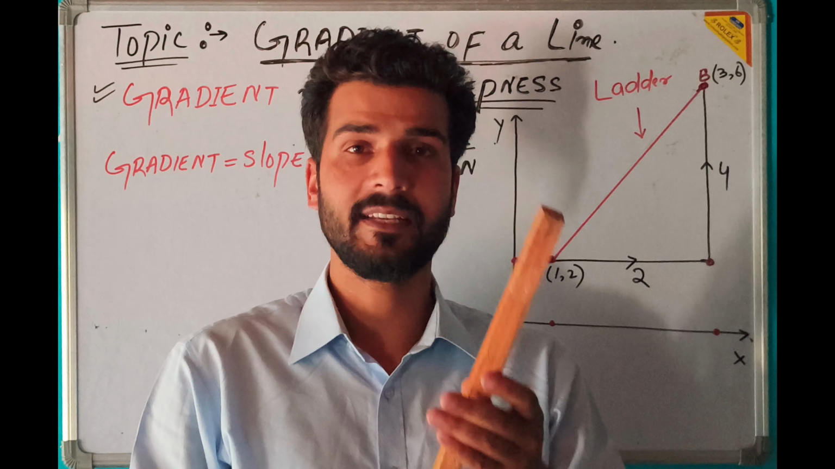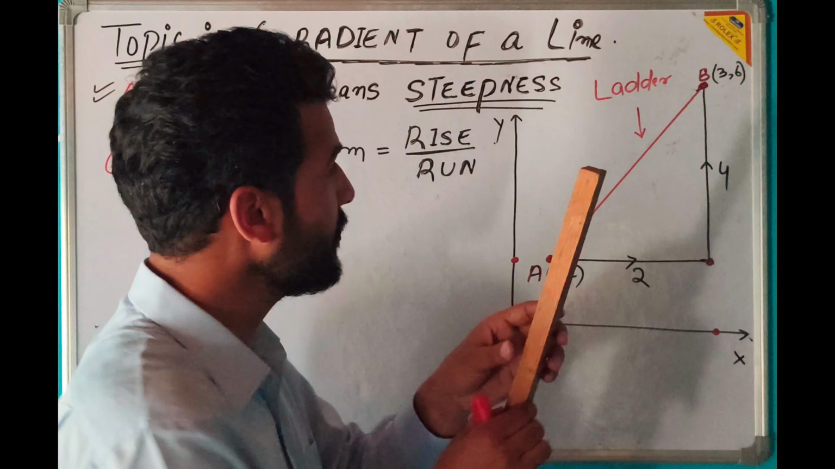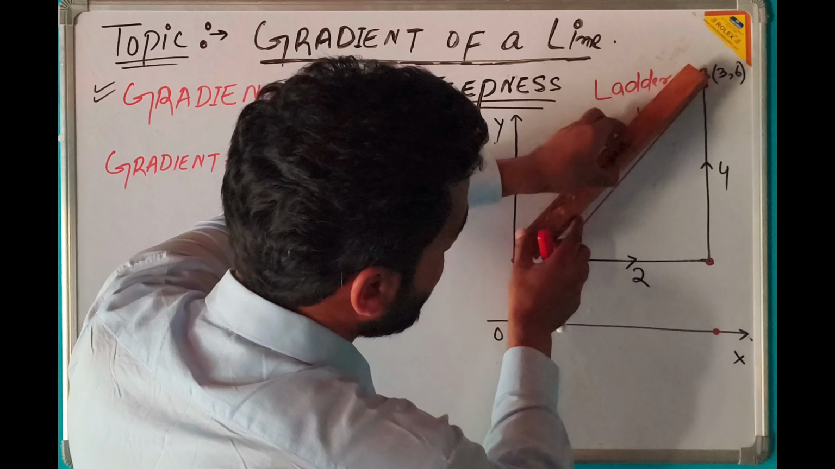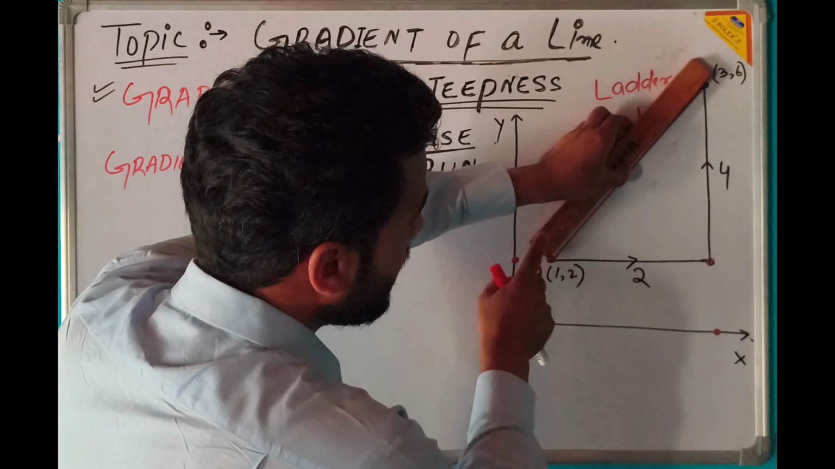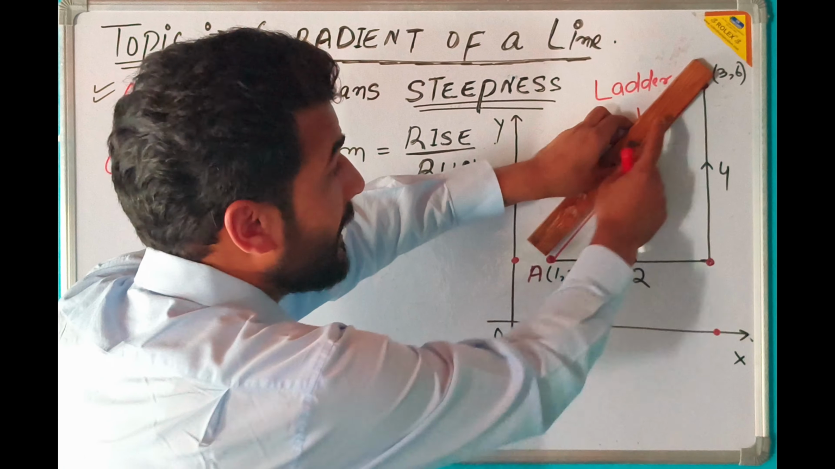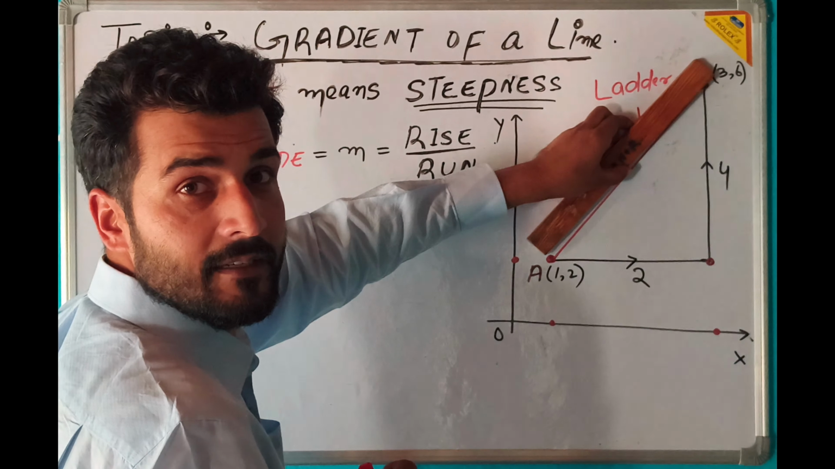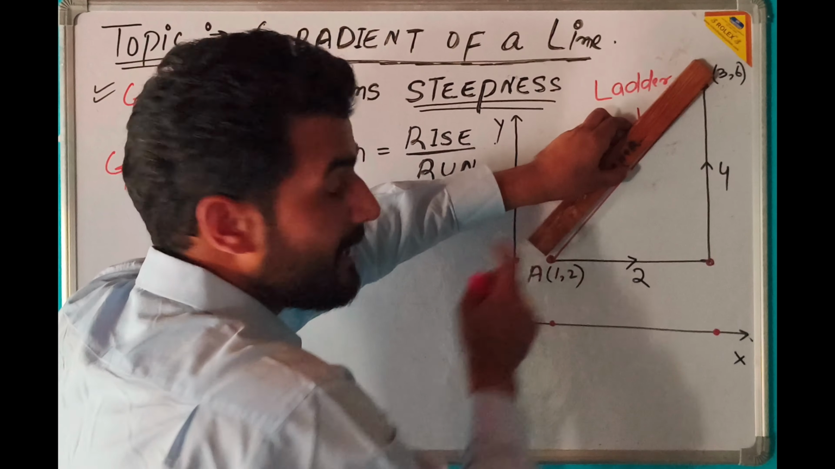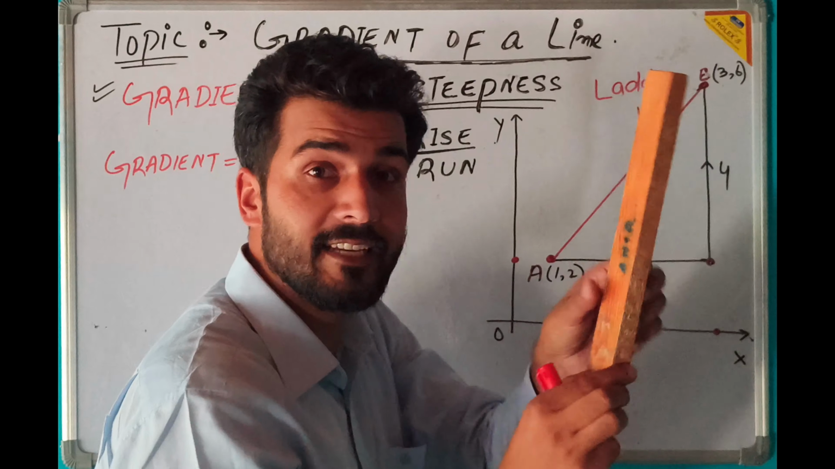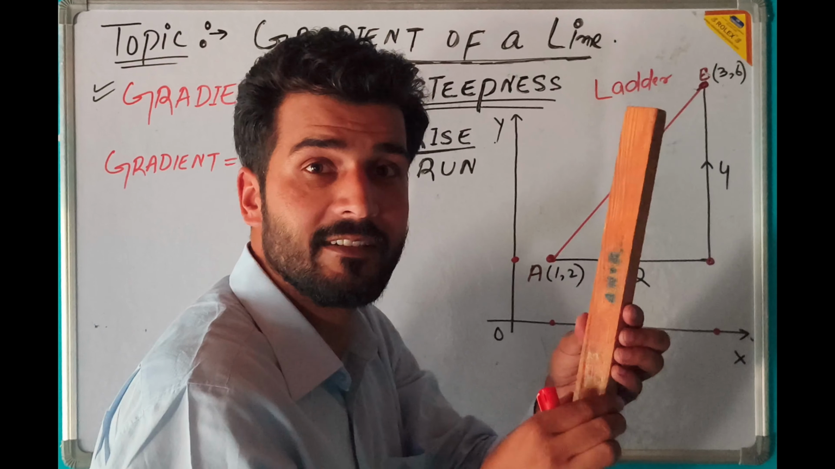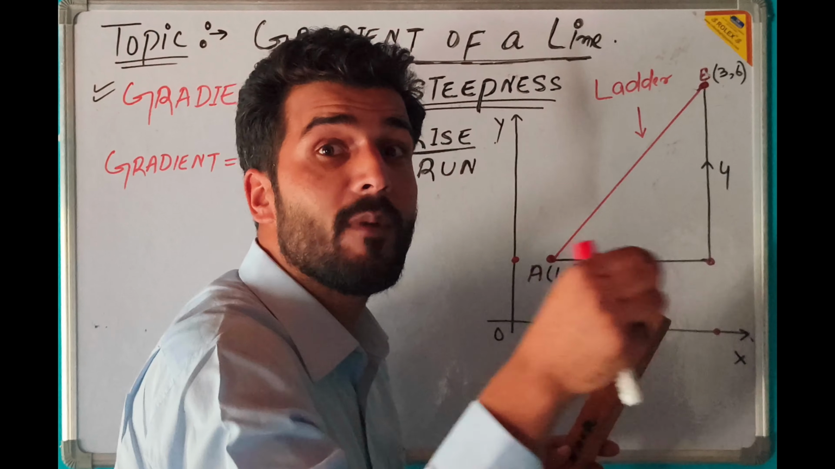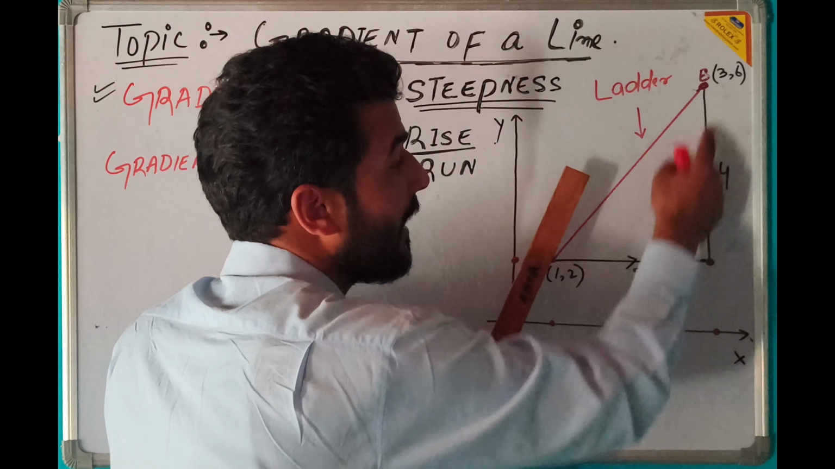From the word steepness, let's suppose this is the ladder and we will keep this ladder on this line. We are to determine the steepness of this ladder, the gradient of this ladder. From steepness, we mean how much distance this ladder has traveled along the x-axis and how much distance it has traveled along the y-axis.